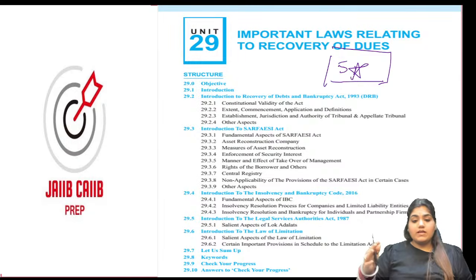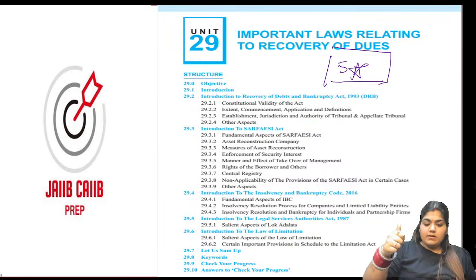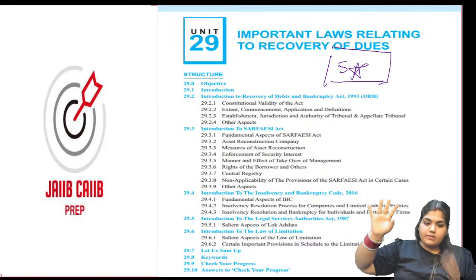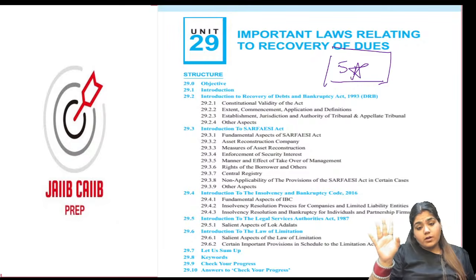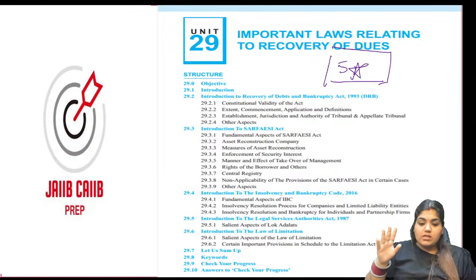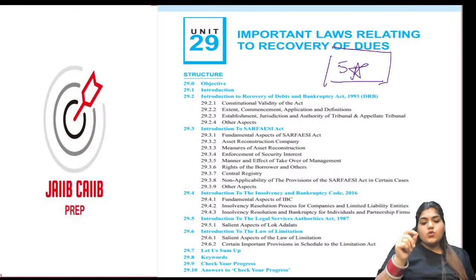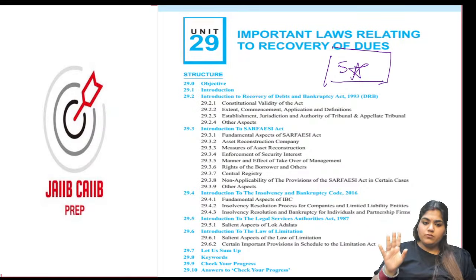Next, we have these 5 laws: SARFAESI, Bankruptcy, DRT, LSA and the Limitation Act. There is a lot of law in this, all the banking law is there. If you think the question will not come from here, it is impossible. Minimum 3 marks from this unit are going to come, I am telling you. So you need to be thorough with the whole 5 units. I have explained these units to you in way too much detail.